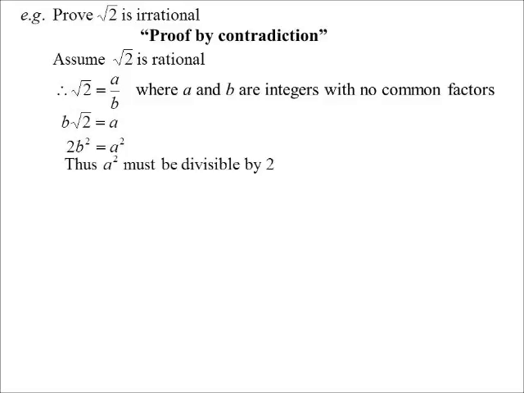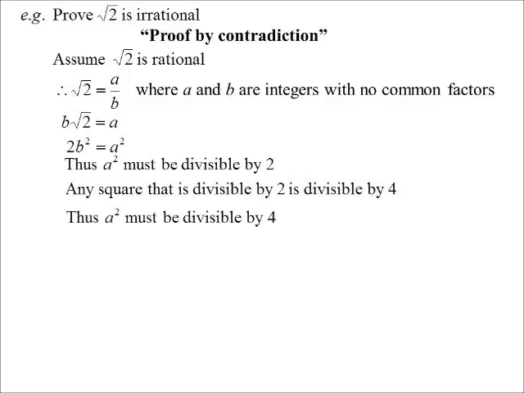Now, therefore, a squared is divisible by 2. It also means it's divisible by 4, because any square has to be divisible by squares. So if it's divisible by 2, it must be divisible by 2 squared. So a squared must be divisible by 2, because we're saying right here, it's 2 times something. They're the factors, 2 and b squared. As I was saying, any square that's divisible by 2 is also divisible by 4. So therefore, a squared is divisible by 4.